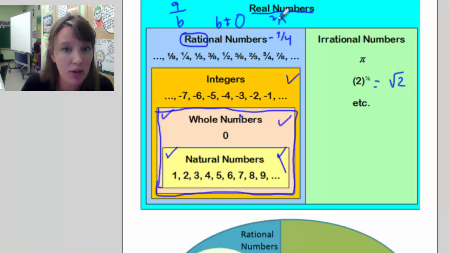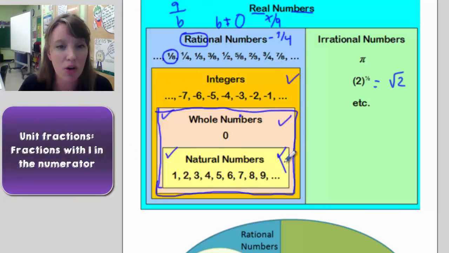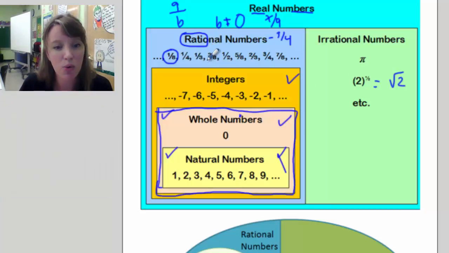You could have improper fractions like, oh, sorry, 7/4 is an improper fraction. Okay, so improper fractions, negative fractions, unit fractions, those are fractions with 1 in the numerator here. Any of these things are called ratios. And remember, any decimal that terminates or repeats can be turned into a ratio.